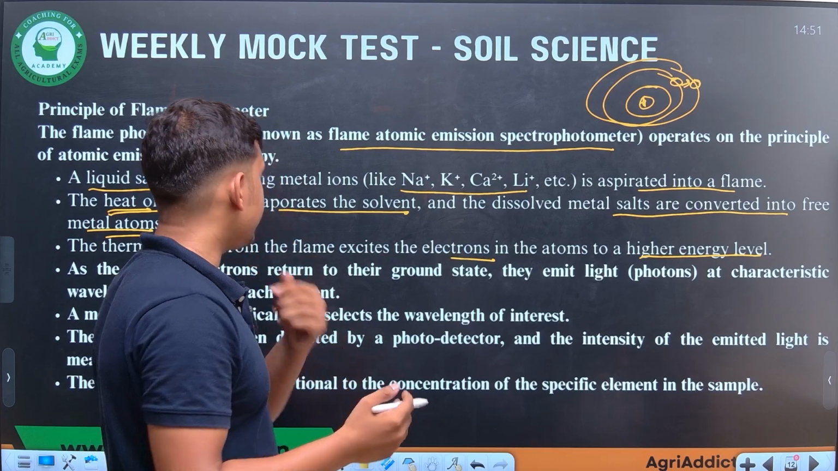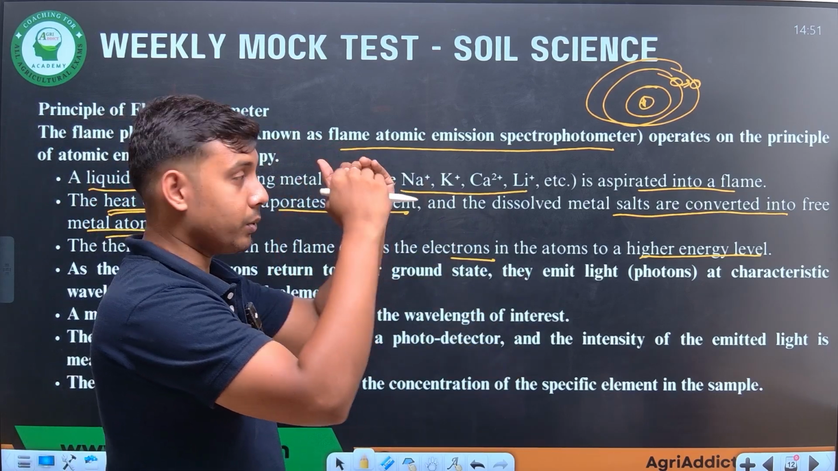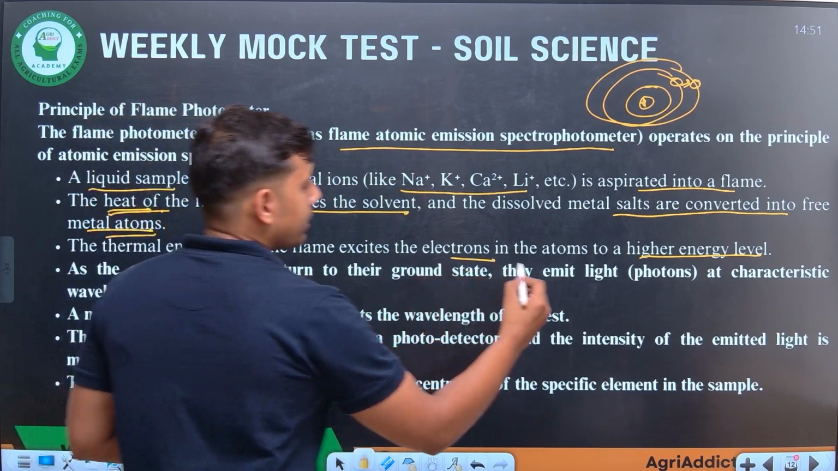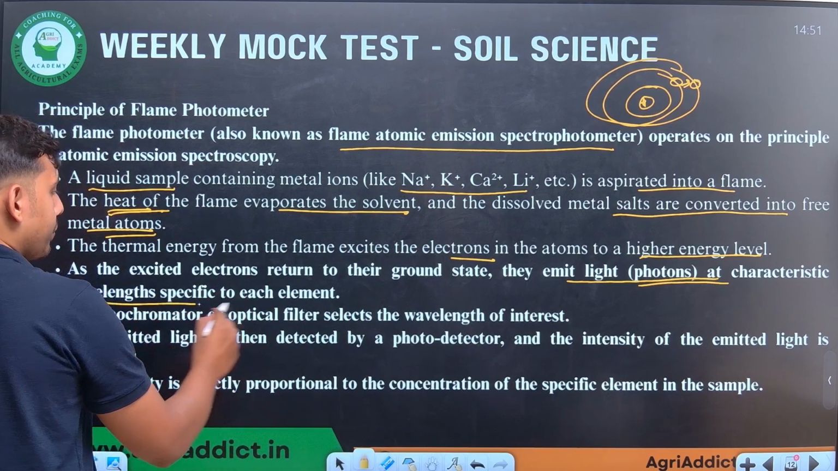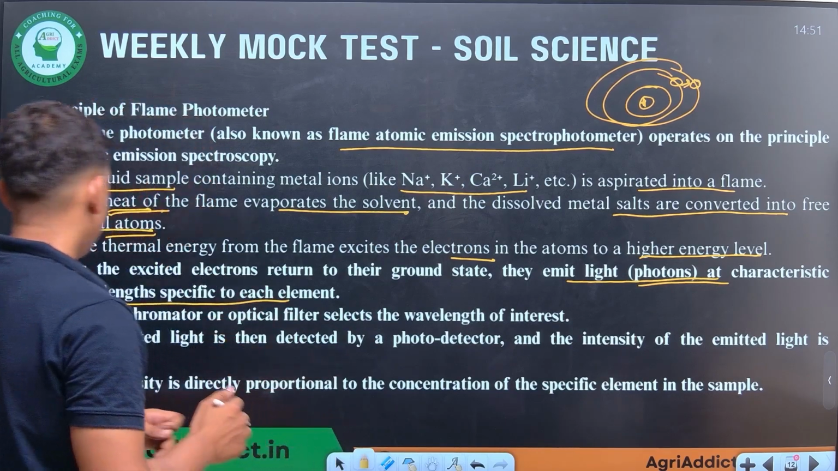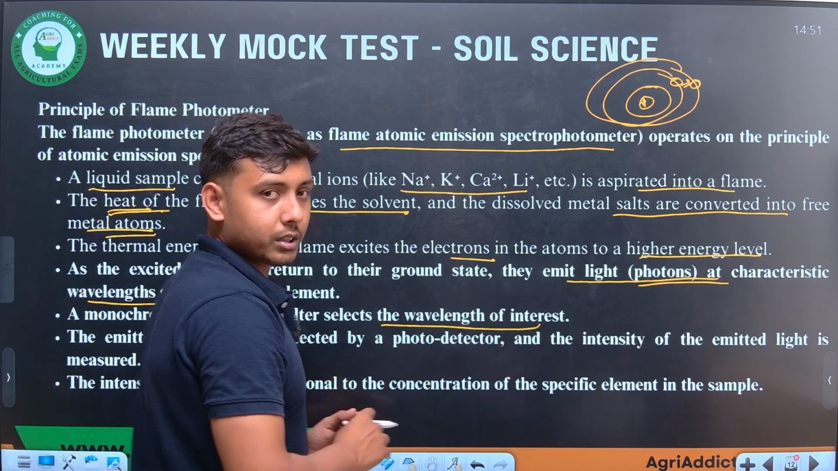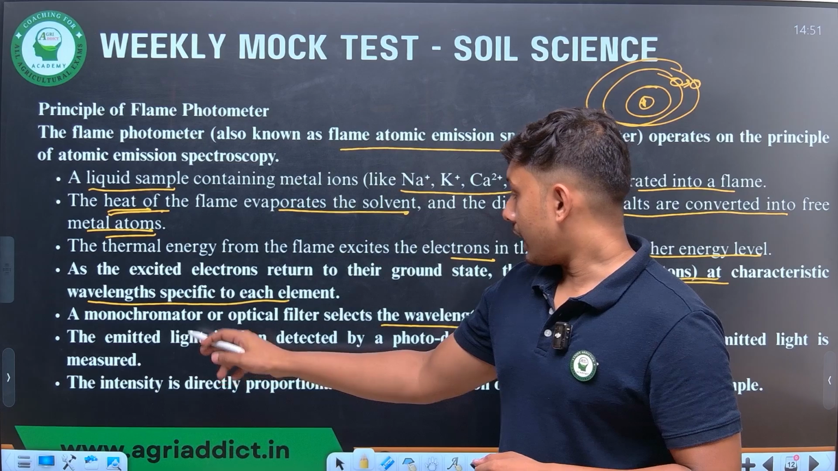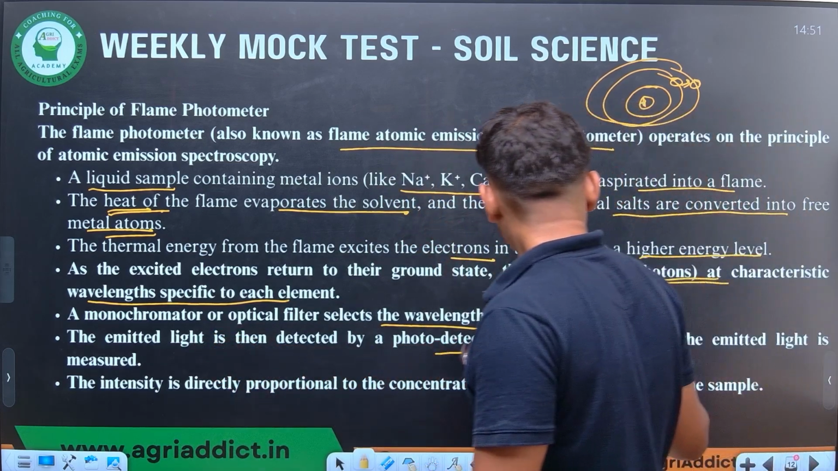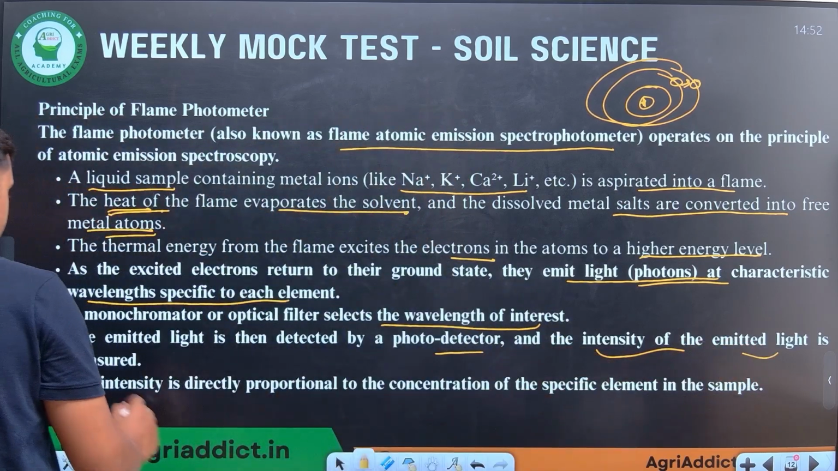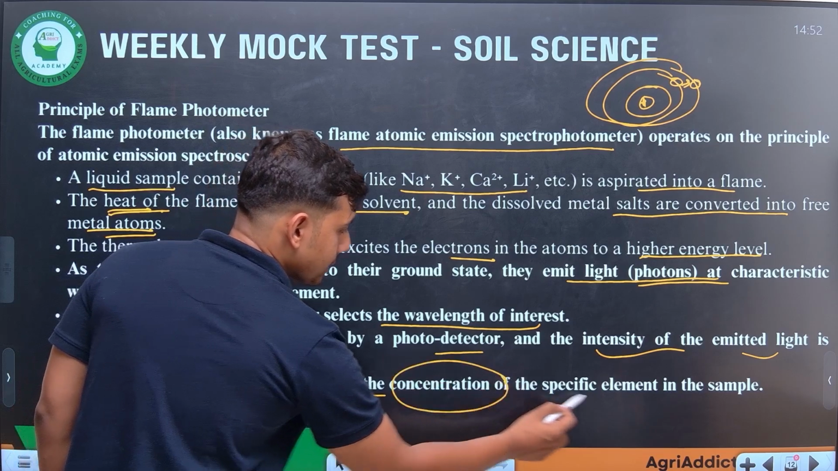When it comes back to the ground state from the higher state, it emits light or photons. This is a characteristic wavelength found for each element. A monochromator or optical filter selects the wavelength of interest. Next, the emitted light is detected by a photodetector, and the intensity of the emitted light is measured, and this intensity is proportional to the concentration of the specific element.